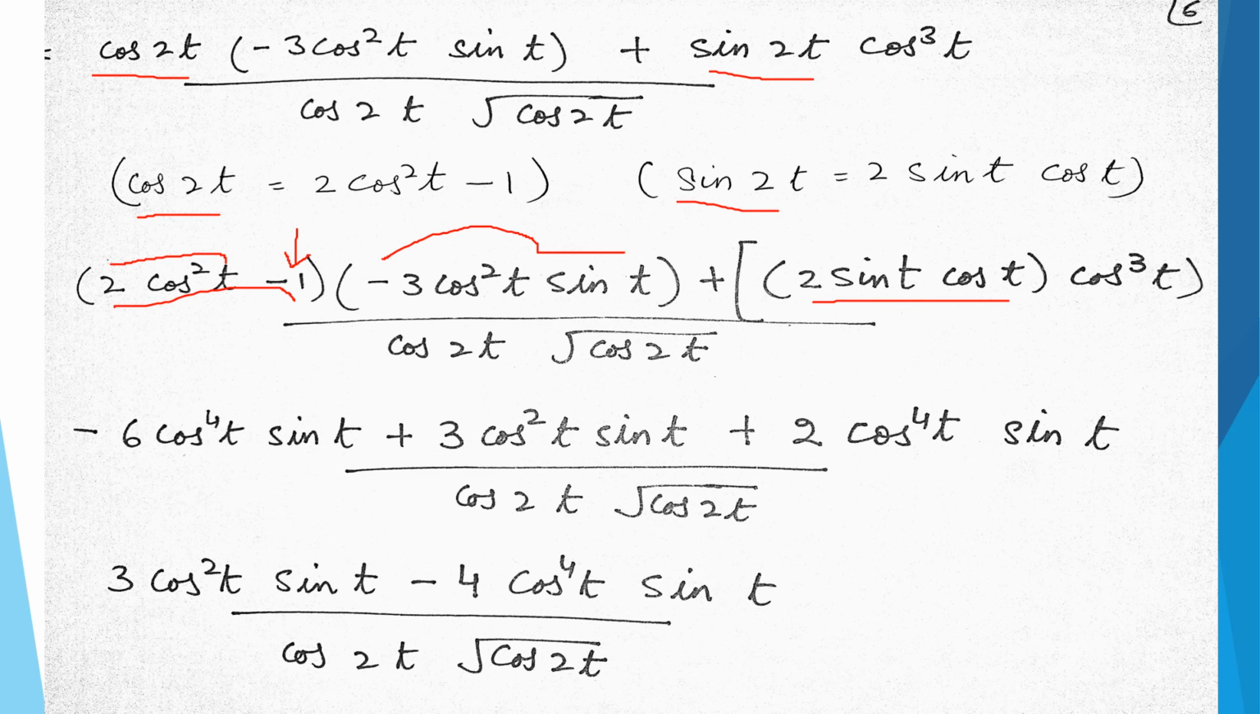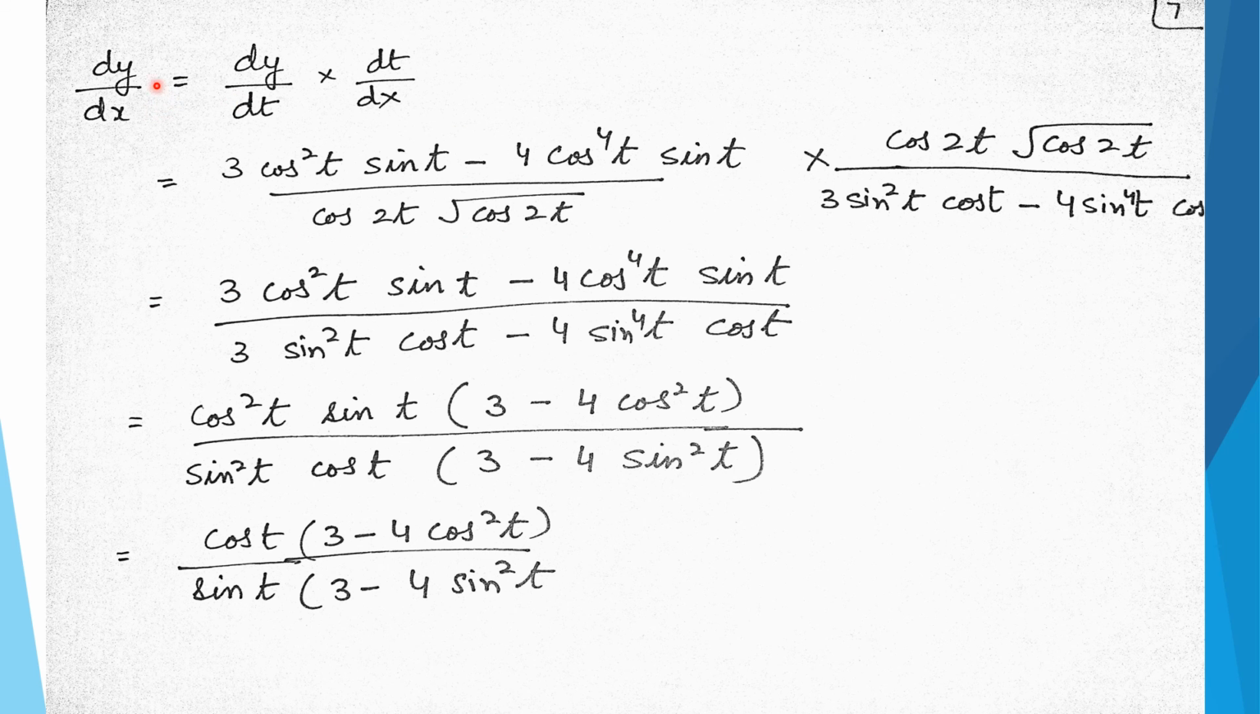Okay. Now see, you calculated the y derivative. Now you are getting dy by dx is equal to dy by dt into dt by dx. Okay. So whatever formulas you calculated in the previous slides, please put in the values. You get 3 cos square t sin t minus 4 cos power 4t sin t whole upon cos 2t under root of cos 2t multiplied by cos 2t under root of cos 2t whole upon 3 sin square t cos t minus 4 sin power 4t cos t.